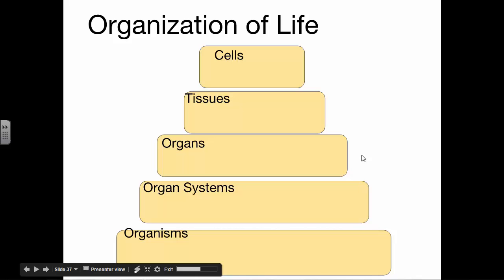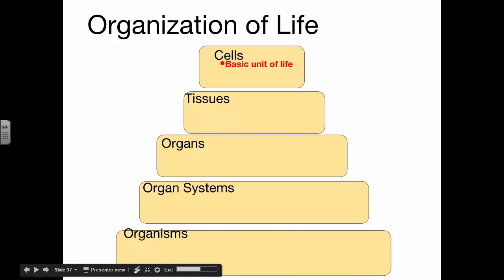So all living things, we know, are made of what? Cells. For some living things, that's as far as it goes. They're just made of one cell or a few cells that just do their own thing. That's the first level of organization. The most simple living things are just cells. Again, the basic unit of life.